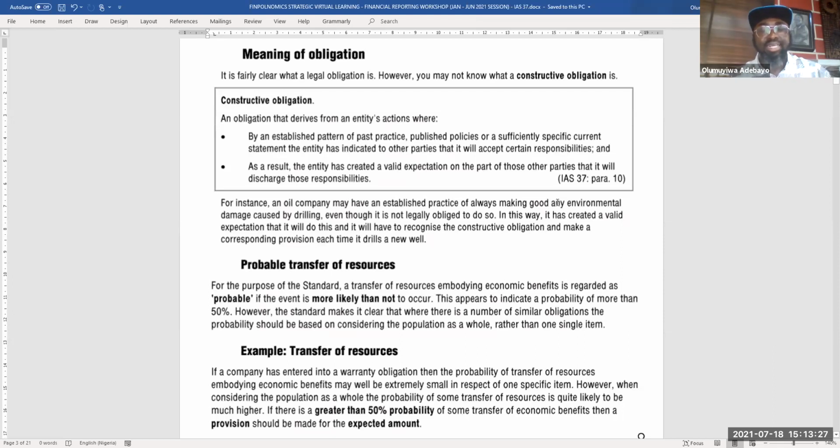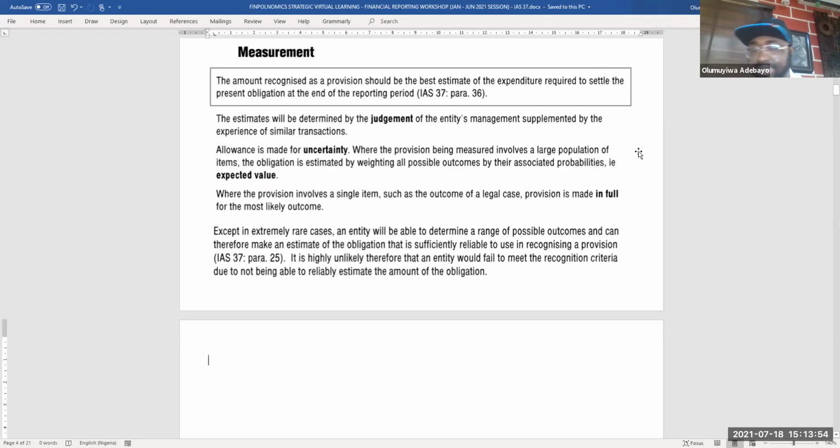But if you have a legal case involving a customer, a vendor or the government, you would rather consider the most likely outcome instead of using expected value, because the population is single or very small. And on that premise, we are able to make estimation.